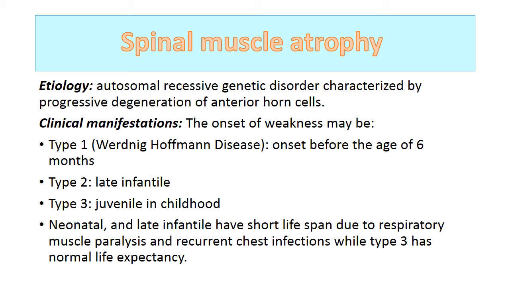Type 2 spinal muscular atrophy, or the late infantile form, the onset of weakness starts after the age of 6 months. While type 3 spinal muscular atrophy is a juvenile form, the onset of weakness starts after the age of 1.5 years. Neonatal and late infantile spinal muscular atrophy have a short lifespan due to respiratory muscle paralysis and recurrent chest infection, while type 3 has a normal life expectancy.